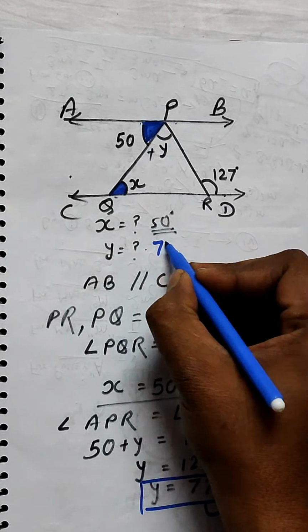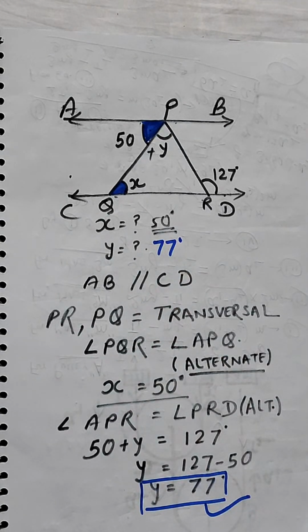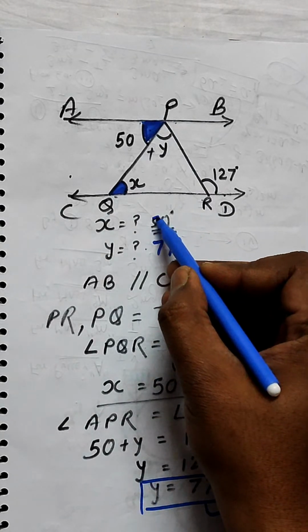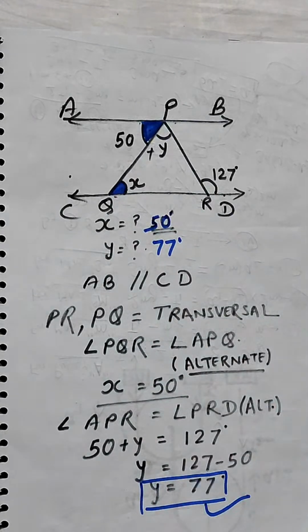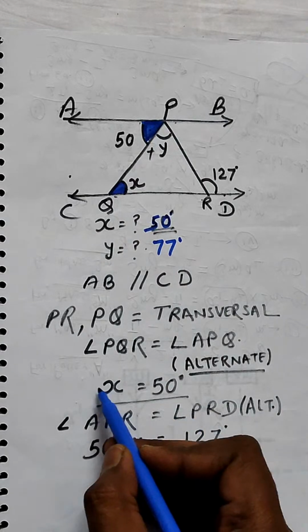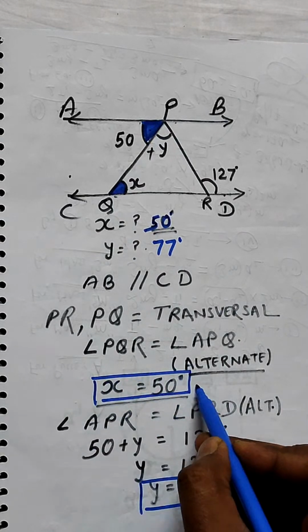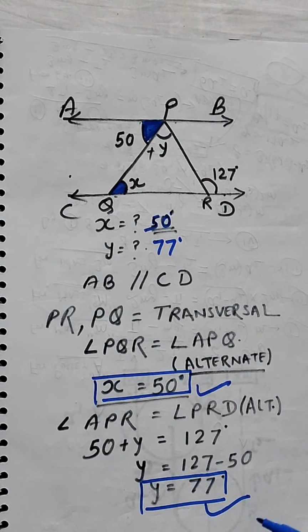So this is y, and y is equal to 77, and x equal to 50. So x equal to 50 we have already calculated, right? And y equal to 77, this we have shown to you, right? Now students, I think in this question you understood the basic concepts of how to solve such questions. Also, I will just put the shots of these questions.